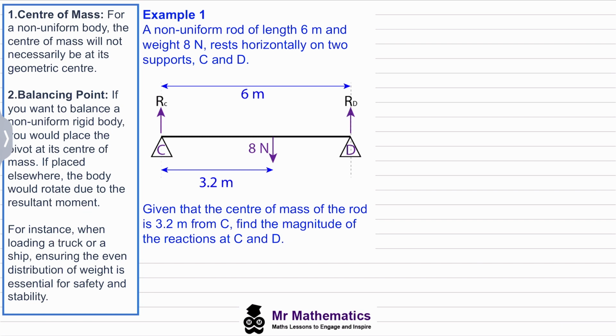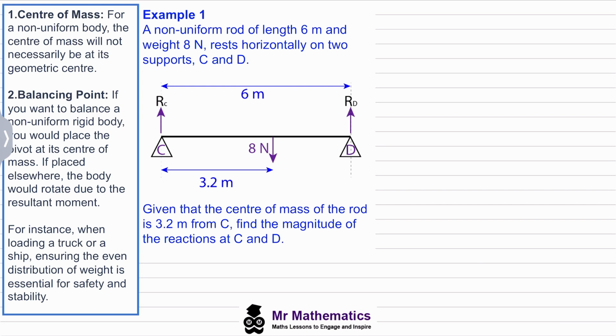For instance, when loading a truck or a ship, ensuring the even distribution of weight is essential for safety and stability. So we'll apply these ideas as we work through the three questions. In example 1, we're given a non-uniform rod of length 6 meters and weight 8 newtons, resting horizontally on two supports C and D. The centre of mass of the rod is 3.2 meters from C, and we've been asked to find the magnitude of the reactions at C and D.